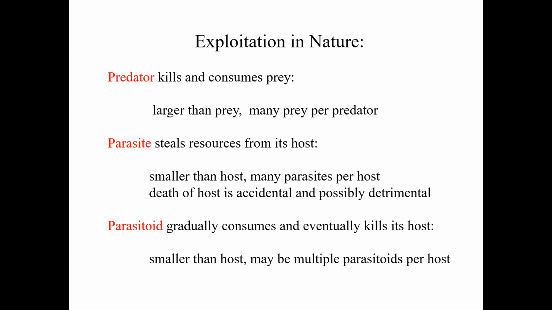Finally, there's a third category called parasitoids. And these are generally insects that consume their host from within and eventually kill it. Like wasps. Yes, exactly like wasps. Now, parasitoids are smaller than their hosts. They must be if they're eating it out from the inside. And there may be multiple parasitoids per host.